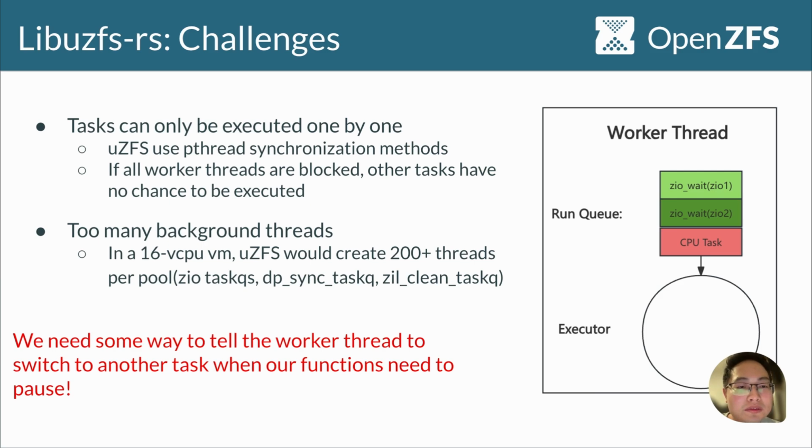In this thread model, all tasks can only be executed one by one. So we need some way to tell the worker thread to switch to another task when our functions need to pause. Also, libuZFS has too many background threads. In a 16-way CPU VM, libuZFS would create over 200 threads per pool for task queues. In kernel ZFS, those threads are cheap, but when we are running ZFS in user space, the cost cannot be ignored.